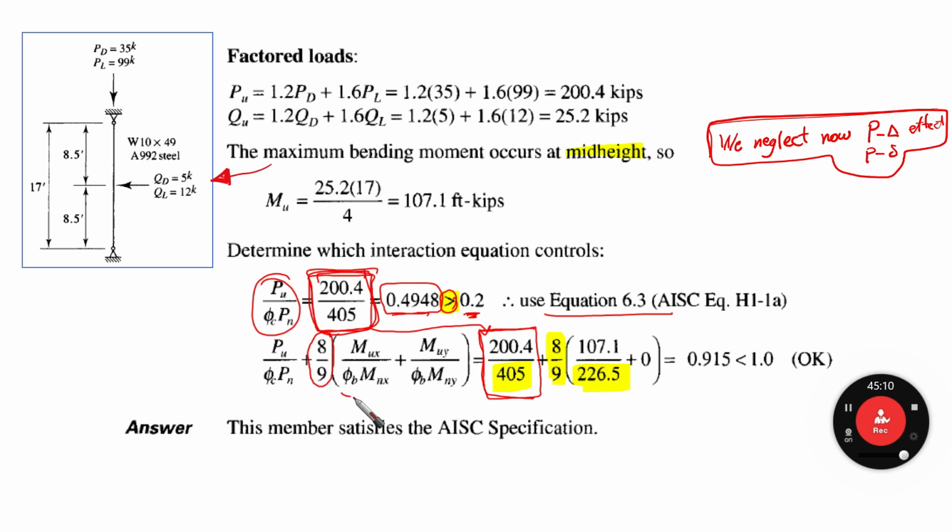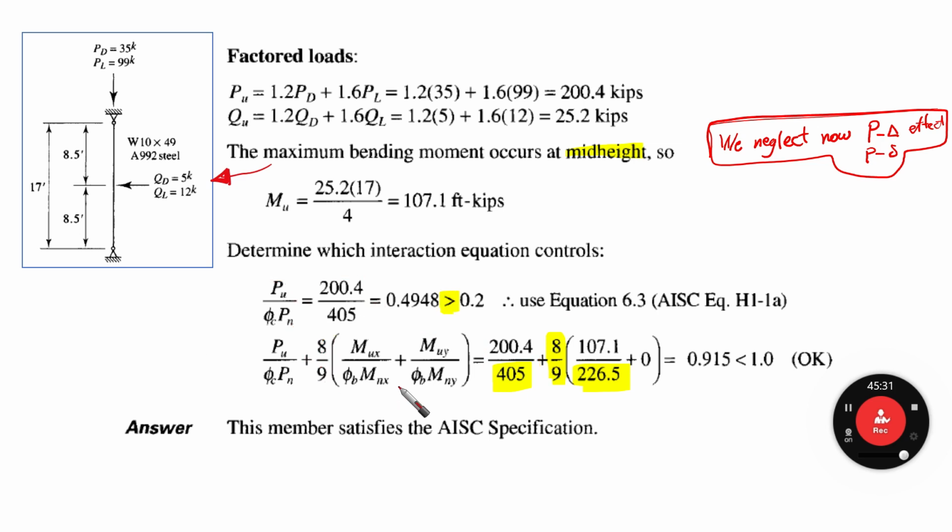However, the bending term is going to have 8/9 slightly reduced. This is the interaction equation that we're going to use: P ultimate over phi c Pn, which is 200.4 over 405, plus the term that is related to the moment. We know that this term is going to be cancelled because it is 0, because there is no moment around y.